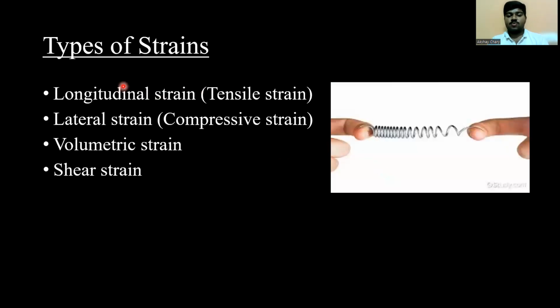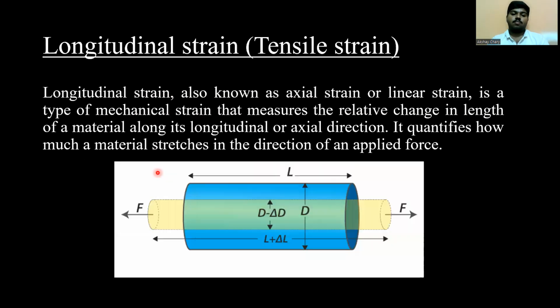Next, types of strains. There are four types of strains: longitudinal strain, lateral strain, volumetric strain, and shear strain. First, longitudinal strain. Longitudinal strain, also known as axial strain or linear strain, is a type of mechanical strain that measures the relative change in length of a material along its longitudinal or axial direction. It quantifies how much a material stretches in the direction of an applied force.